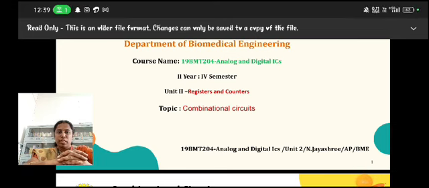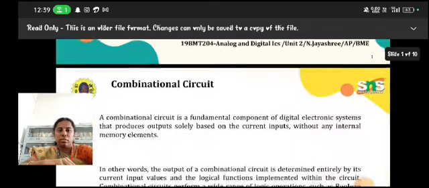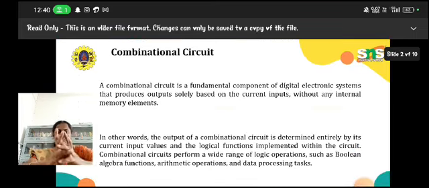I am going to take combinational circuits, which is under the unit of registers and counters, for the second years. Okay, let us see what is meant by combinational circuits.